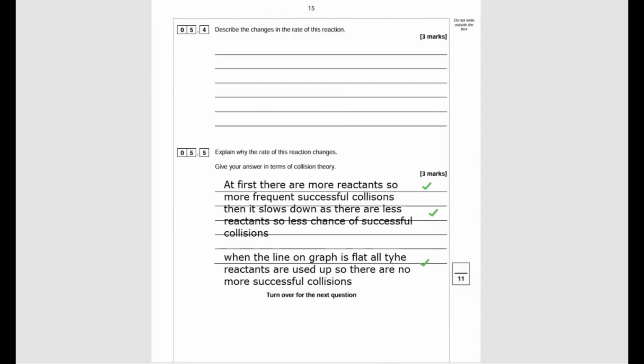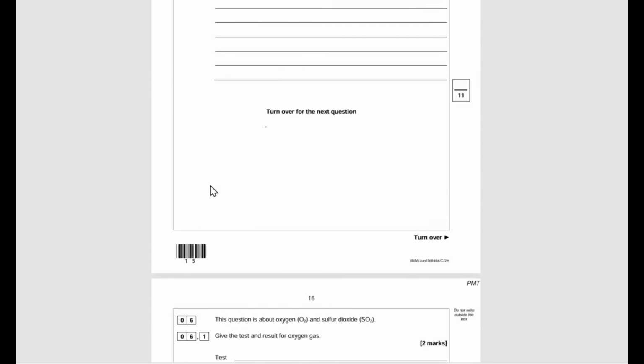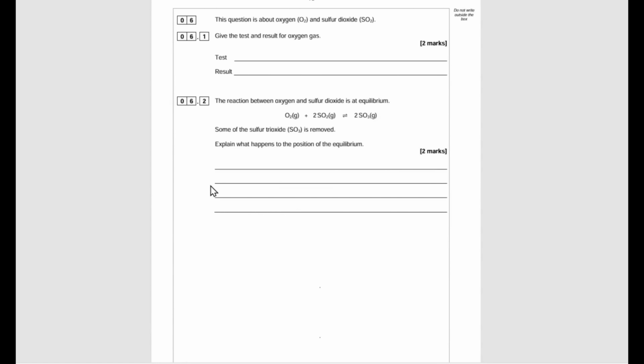That's the explanation. So you're talking about the collisions between the particles, etc. You could use the word concentration. Concentration of reactants is highest at the start, so more collisions. Right, let's get on. Question 6.